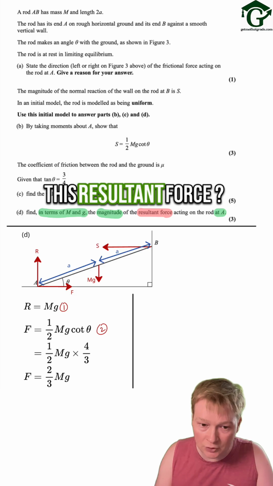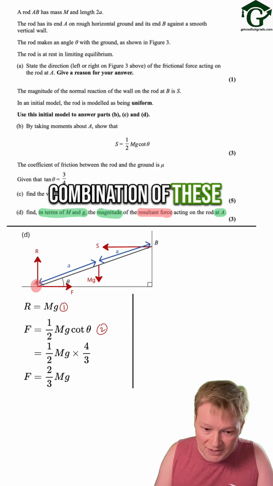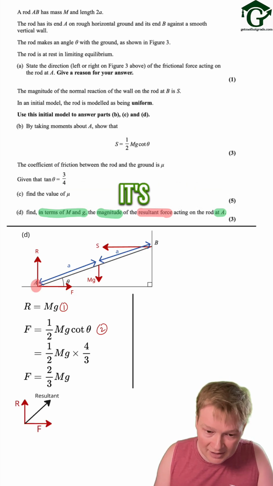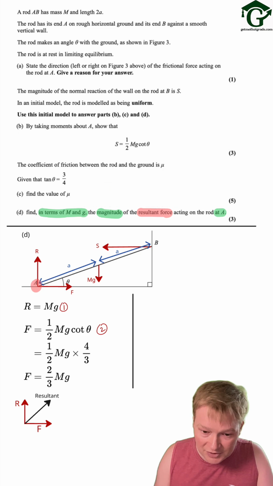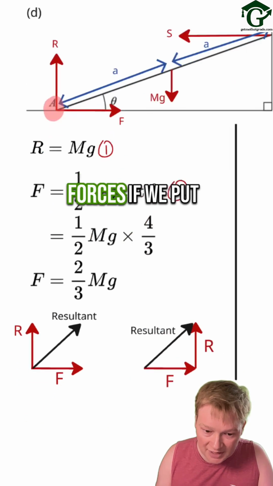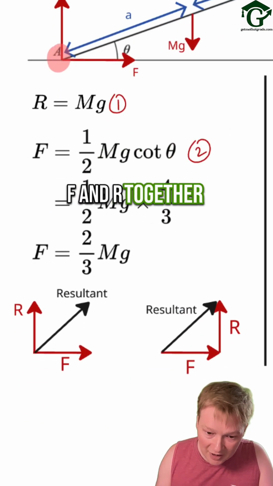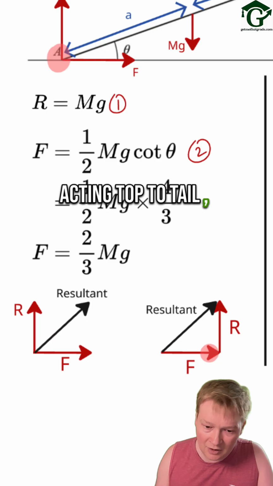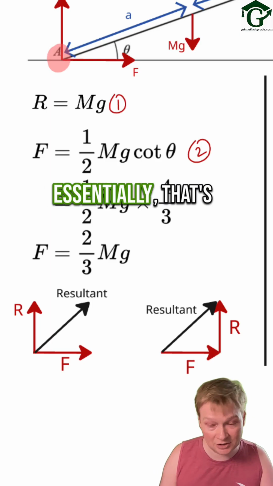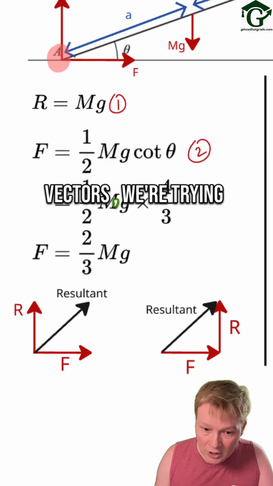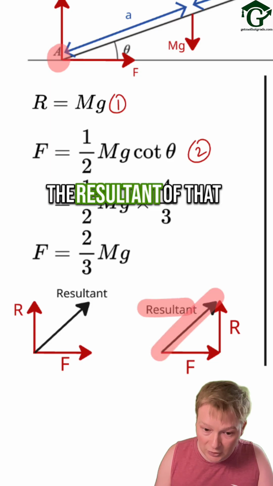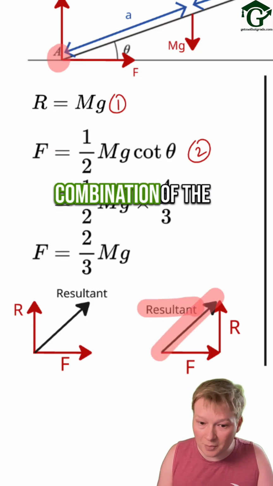So what do we mean by this resultant force? Well, it's the combination of these 2 forces acting at A. It's going to be the hypotenuse of the triangle of forces if we put F and R together acting top to tail. Think of these forces like vectors. Essentially that's what they are. Adding the 2 vectors, we're trying to find the magnitude, the resultant of that hypotenuse, the combination of the 2.